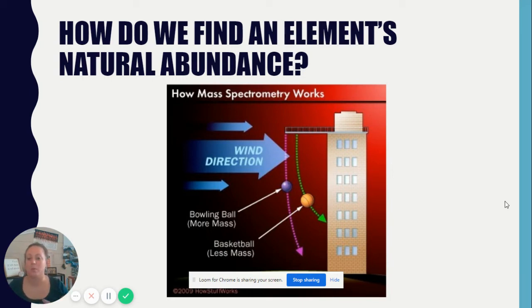What happens is the wind picks those things up. As they're falling down to the ground, the wind picks them up, and the heavier something is, the less the wind can affect it. The lighter it is, the more the wind can affect it.